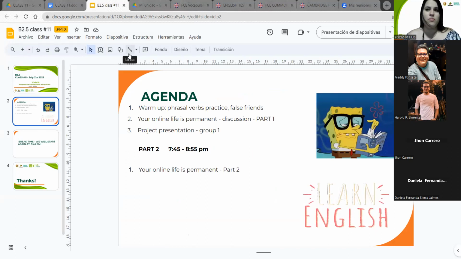Then we're going to have one project presentation that is Daniela's group. They're going to do the presentation today at 7:20, I would say, because remember that Natalie is part of that group, and then Natalie has her break at 7:20. So we're going to start at that time, okay? So it means that our break today is going to be sooner than we usually have our break.